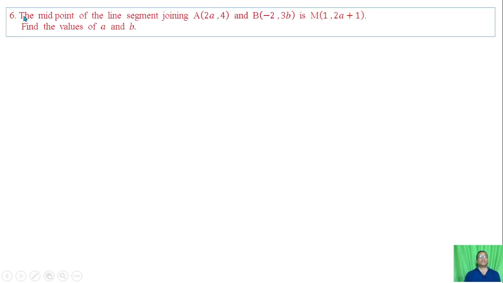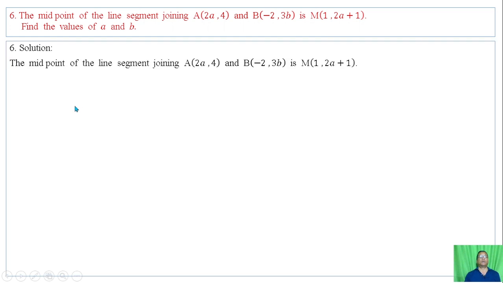Question number 6. The midpoint of the line segment joining A and B is this. Find the values of A and B. Using the midpoint formula, we have this.